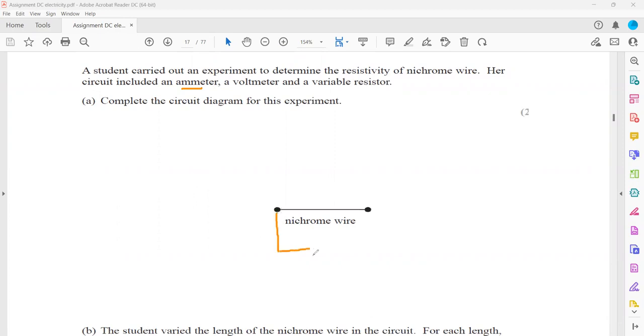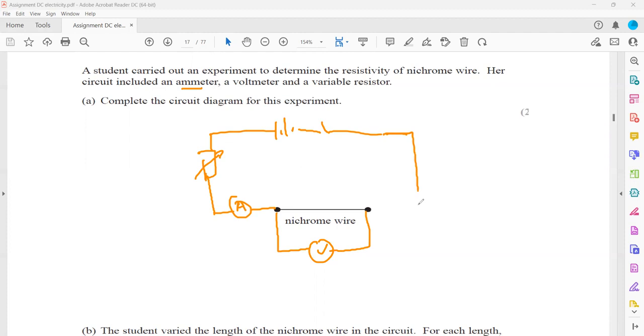We will measure the voltage here by using a voltmeter. We'll measure the current by using an ammeter, always in series. Then we have a variable resistor, a battery, and a switch. And how do we use this circuit to determine the resistivity? So we have the formula R, resistance is equal to resistivity times length divided by A. So if I need resistivity, it will be RA divided by L.